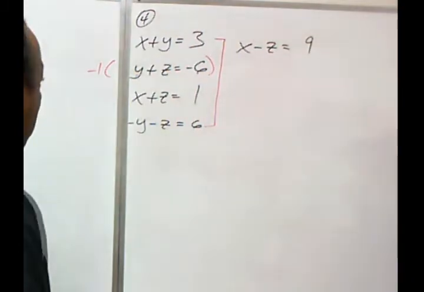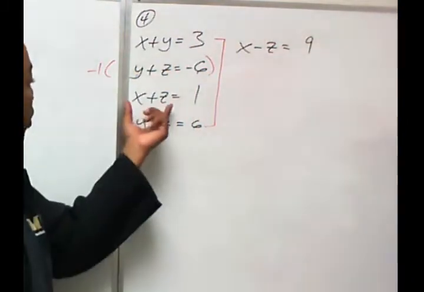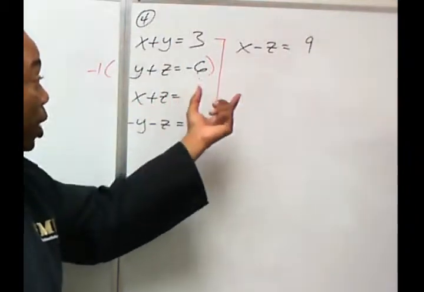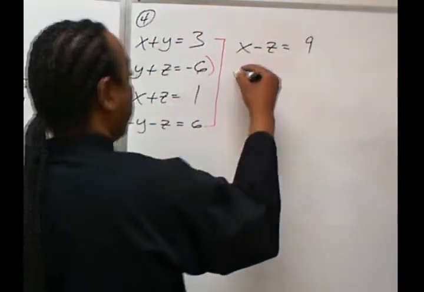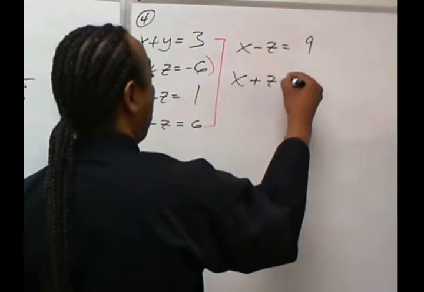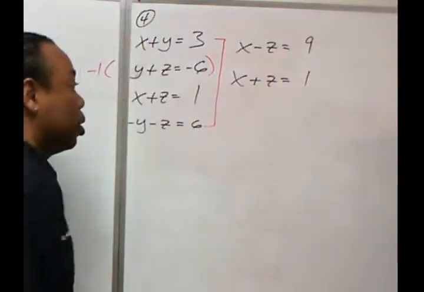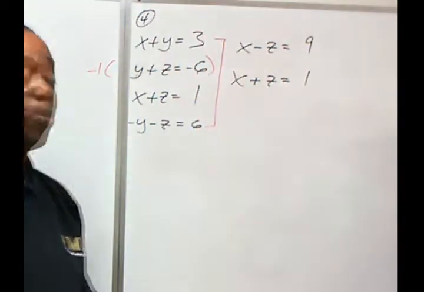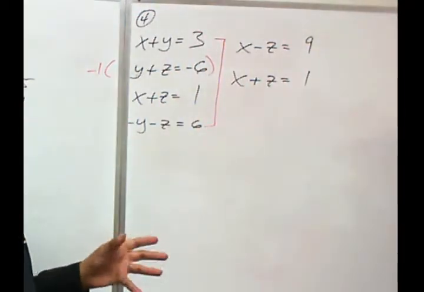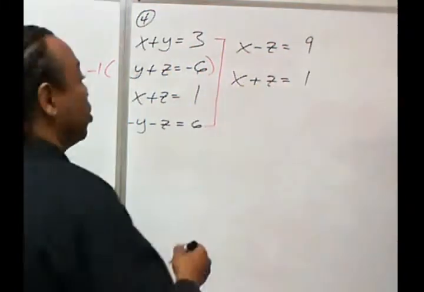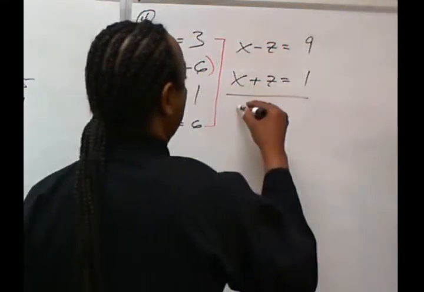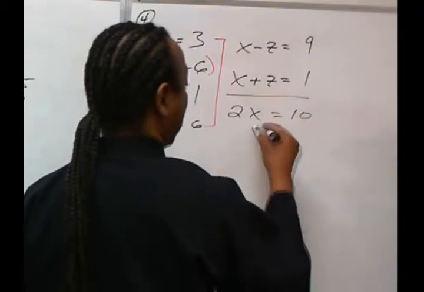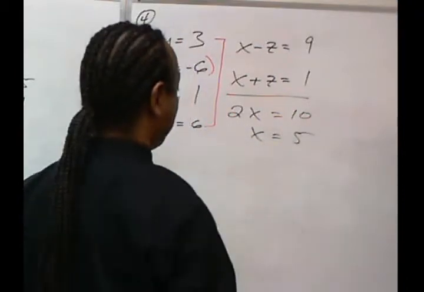Now, this does not contain a y to get rid of, so the y is already gone. So this is usable right now. I can simply move this over since it does not contain a y. So now I have x's and z's. From here, I can combine these and the z's will eliminate. And I'll end up with 2x equals 10, which implies x is 5.